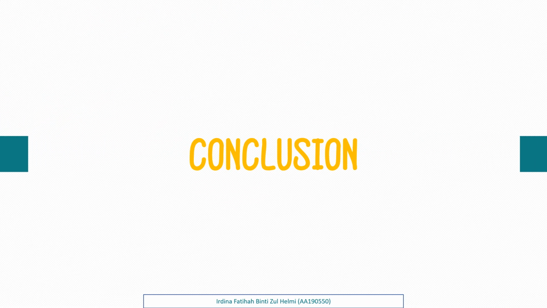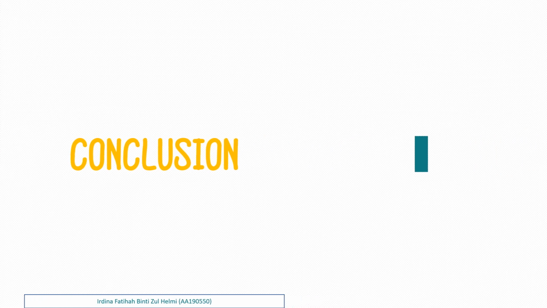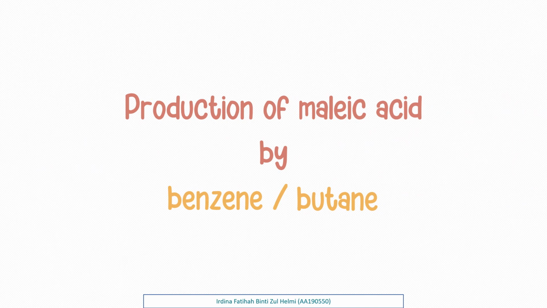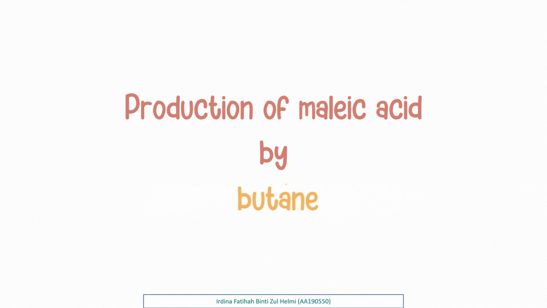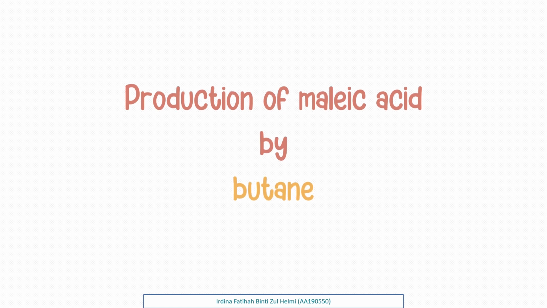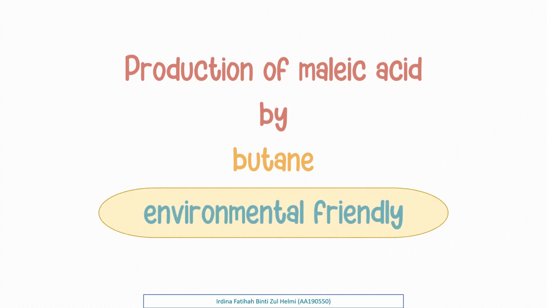Moving on to the conclusion, there are two ways that we can produce maleic acid, which are by using benzene or by using butane. But most researchers and companies prefer to use butane because butane presents no environmental problem. In fact, n-butane is recommended as a substitute for plants built after April 18, 1980, which proves that butane is a lot more environmentally friendly than benzene.